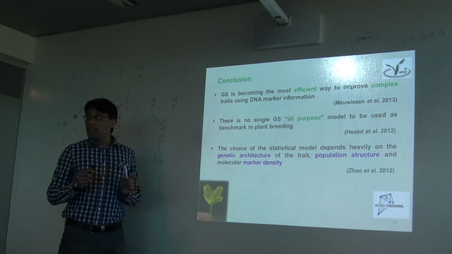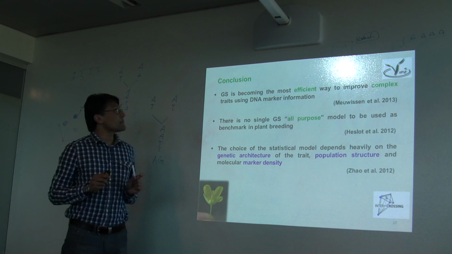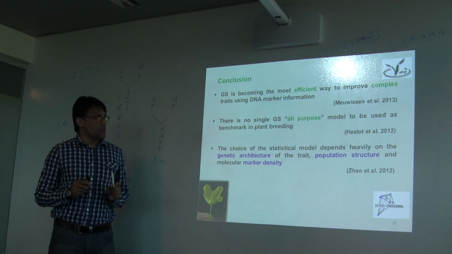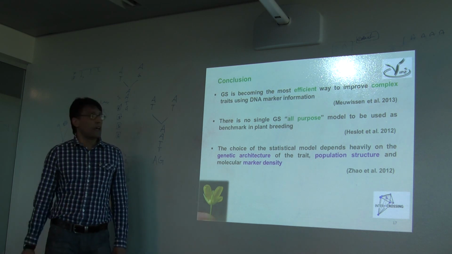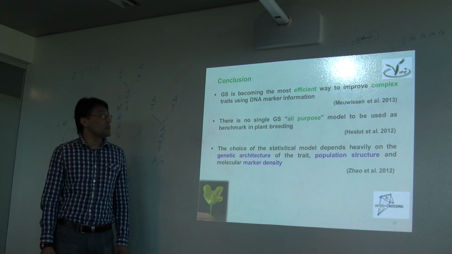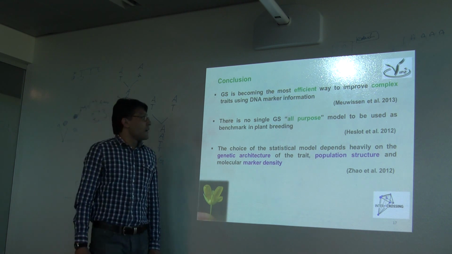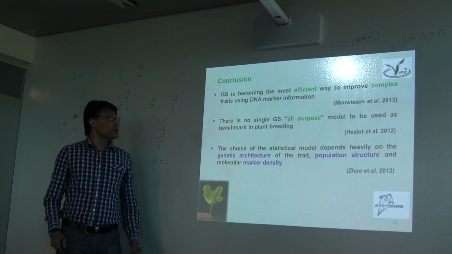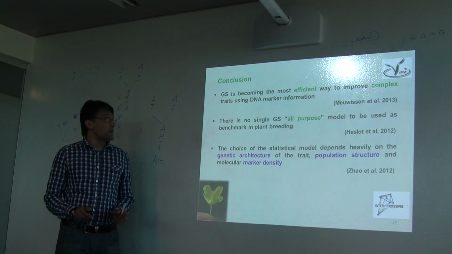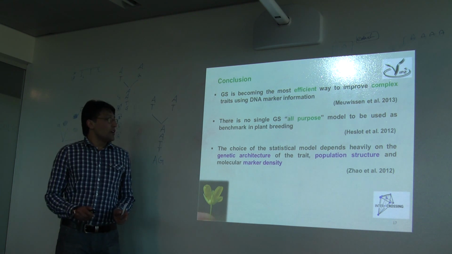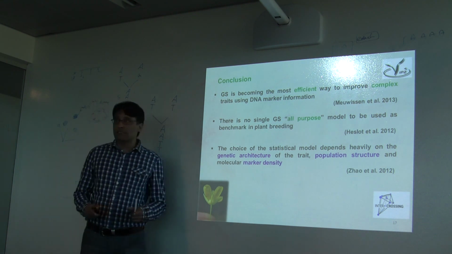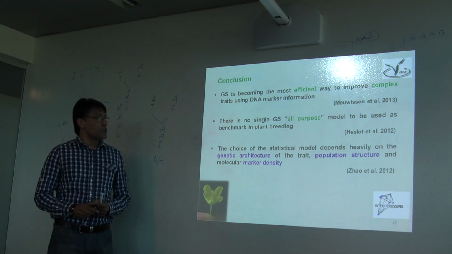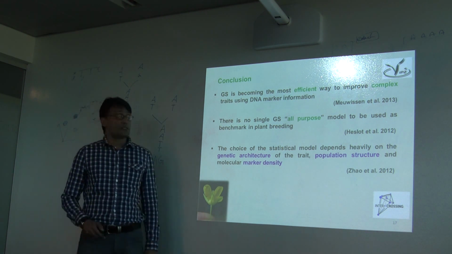Okay, finally coming to the conclusion of genomic selection. Genomic selection is becoming the most efficient way to improve complex traits using DNA markers, obviously, or SNP data. There is no single genomic selection model to be used as a benchmark in plant breeding. So the choice of the statistical model actually depends on the genetic makeup of the trait, population structure, and marker density.